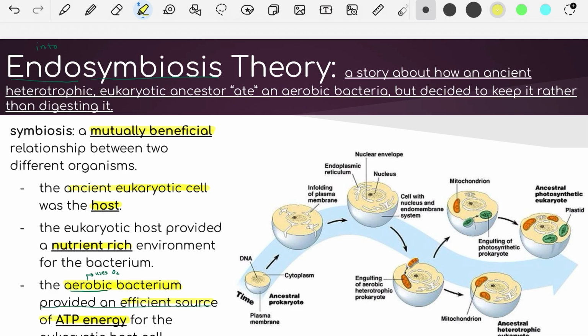Okay, so that is the story about how an ancient heterotrophic eukaryotic ancestor ate an aerobic bacteria but decided to keep it rather than digesting it. That's kind of my long way of saying it.